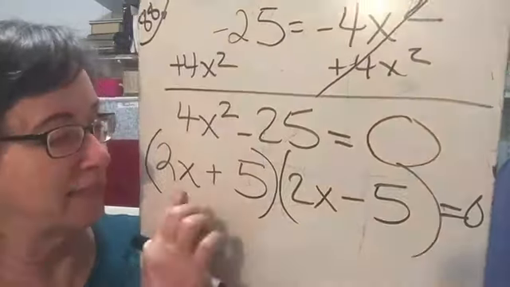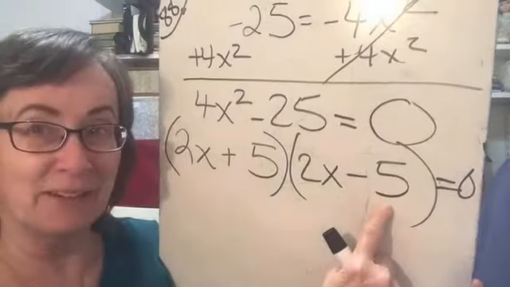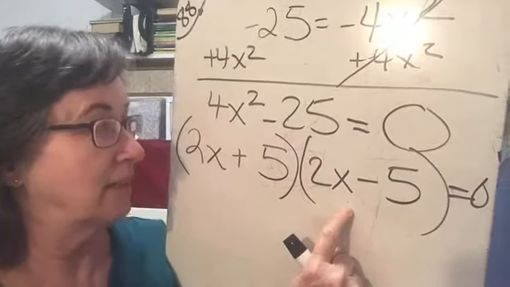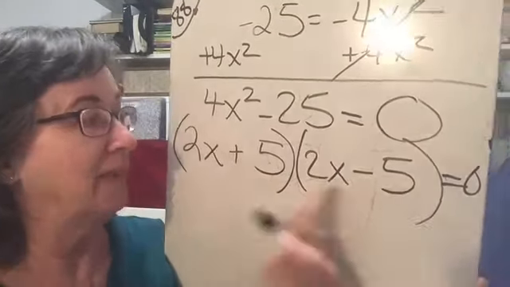Now, if I FOIL these together, guess what happens? I get 4x squared. My outside is negative 10x, but my inside is positive 10x, and they cancel. And then my last is negative 25, and I get a minus 25. So these two FOILed together give me the equation I'm trying to get. Therefore, these are my factors. And I'm going to set each one of them equal to 0 by the zero factor property.